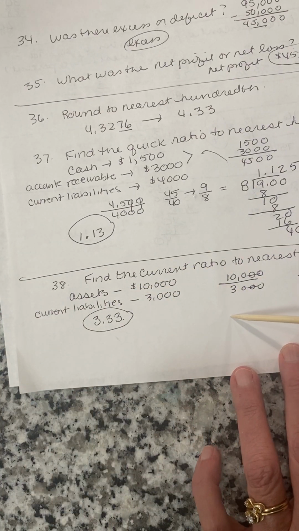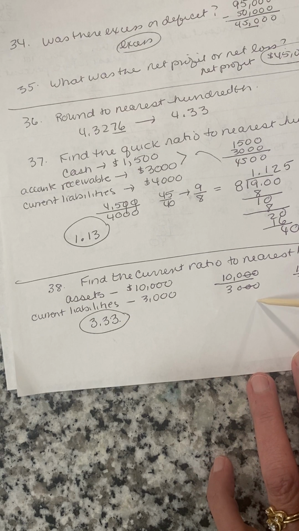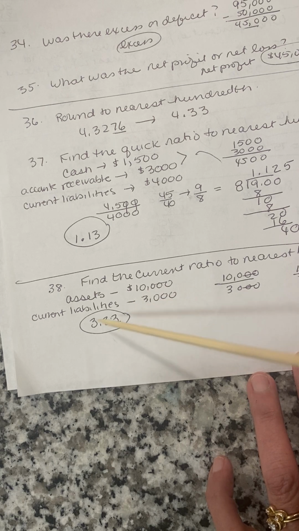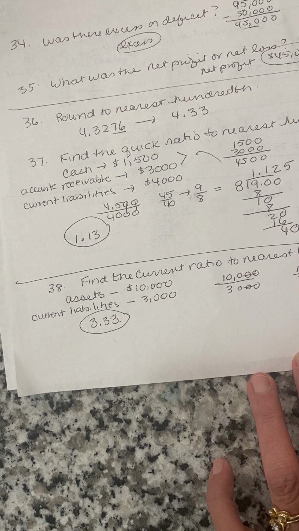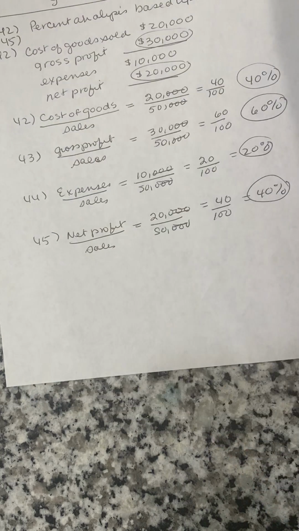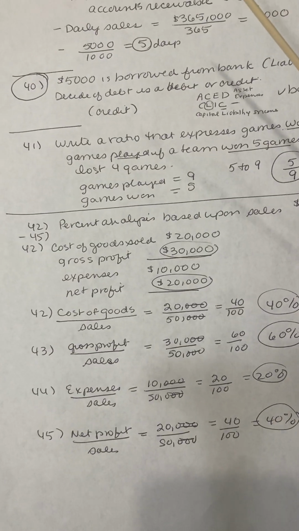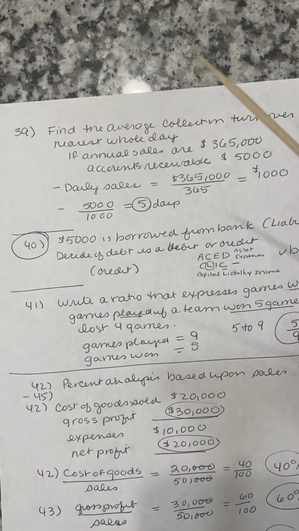Current ratios, if they're above 2, which this is 3, they're going to be good. If they're below 2, your business is going to fail. So this business is doing well at 3.33 for their current ratio. So let's go on to number 39. I'm going to keep going through this because we're almost done.